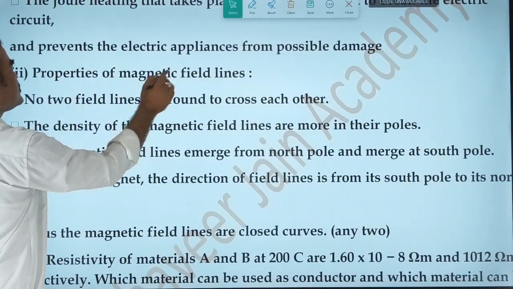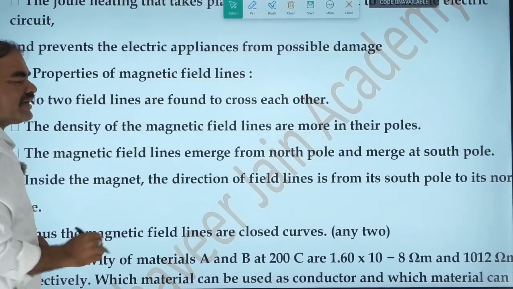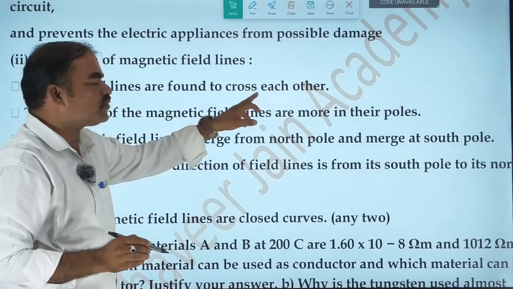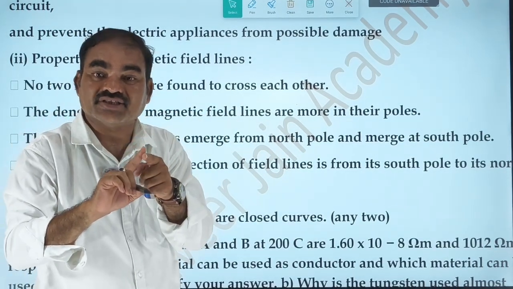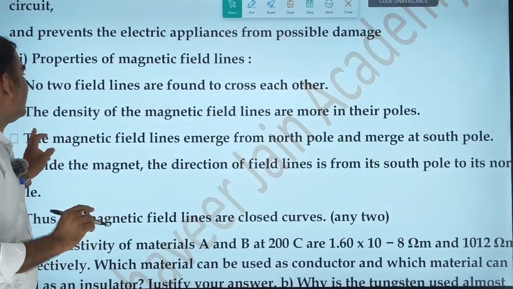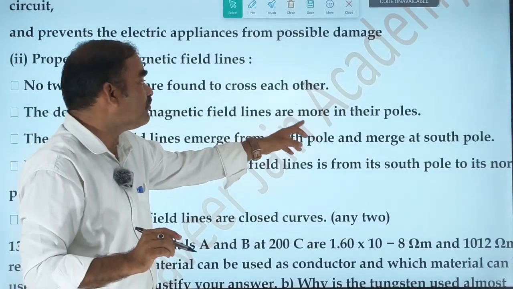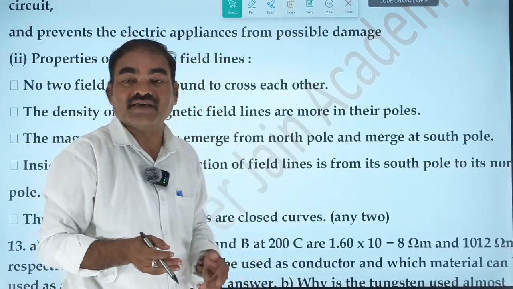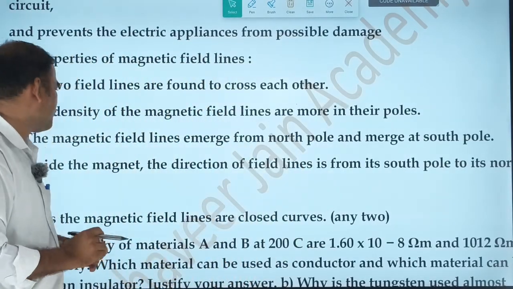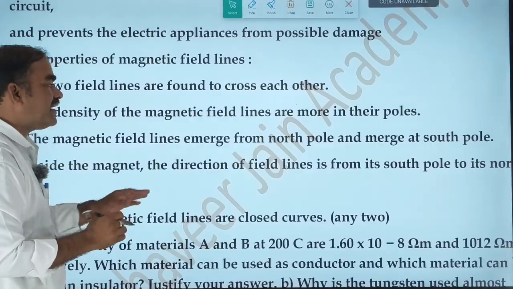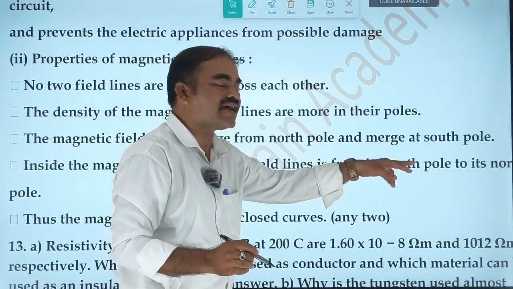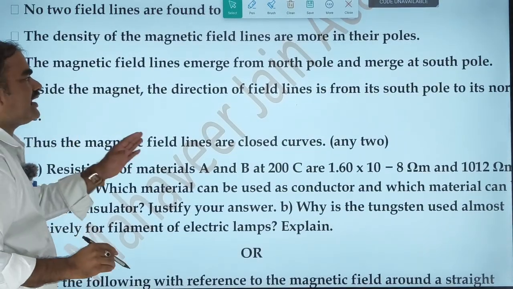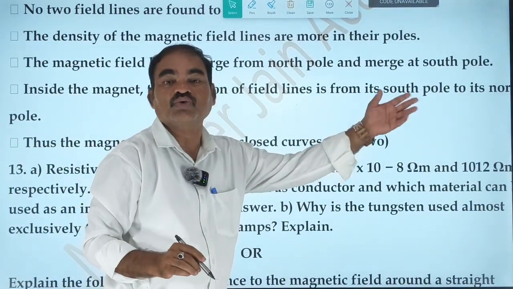Next one, properties of magnetic field lines. No two field lines are found to cross each other. They will not intersect each other. Okay, this is the first one. The density of the magnetic field lines is more at the poles. Density will be more at the north pole and south pole. The magnetic field lines emerge from the north pole and merge at the south pole. That also we have discussed. And inside the magnet, the direction of the field lines is from south pole to north pole.